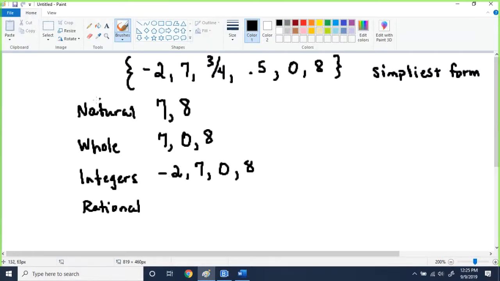Now, our rational numbers include all three of these categories, so we have to make sure all of these numbers are repeated once in the rational section. So -2 will go in, 7, 0, and 8. And looking at our number set, we can also add our fraction of 3/4 and our terminating decimal of 5/10.